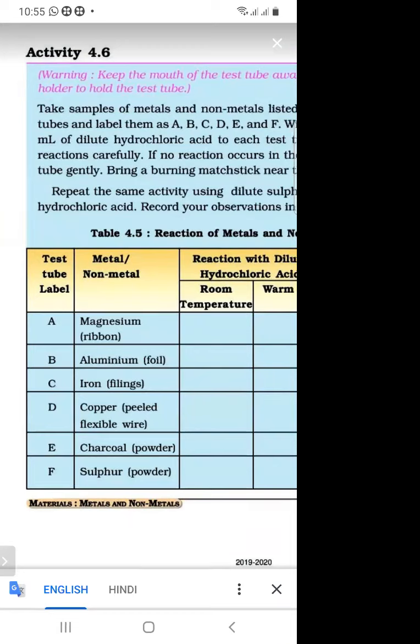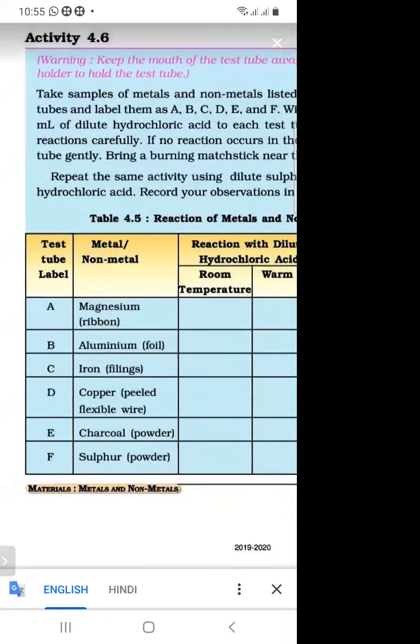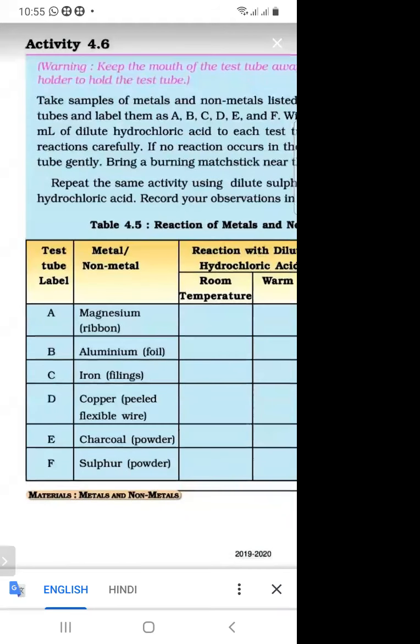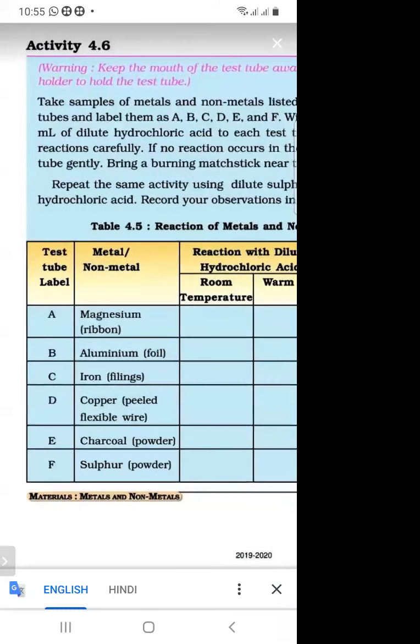There are two types of hydrochloric acid. First is concentrated hydrochloric acid and next is dilute hydrochloric acid. What do you mean by concentrated hydrochloric acid? When no water is mixed into the hydrochloric acid, it is concentrated. When water is mixed into the hydrochloric acid, it is dilute. So we are taking dilute hydrochloric acid and adding some drops of it.